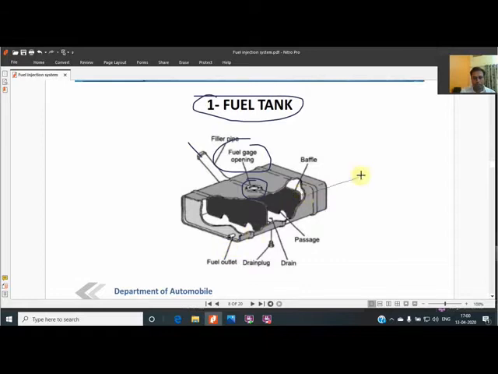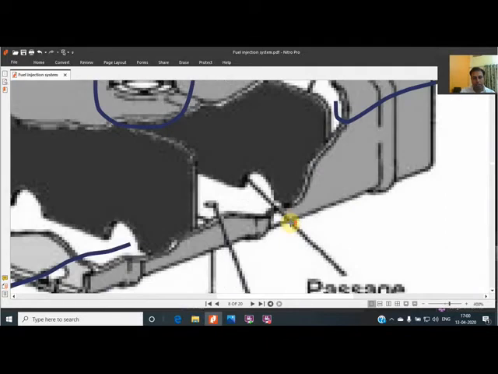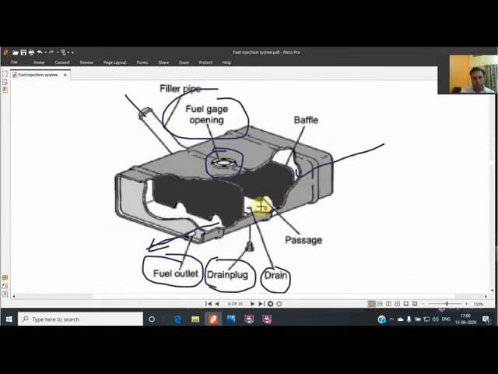I will tell you what baffles are there. Fuel outlet: from here the fuel is drawn out, because one pump is there that lifts the fuel from here. One drain plug is there if you want to clean the complete fuel tank. And between the baffles some passages are there. You can see that between the baffles they are using certain passages.